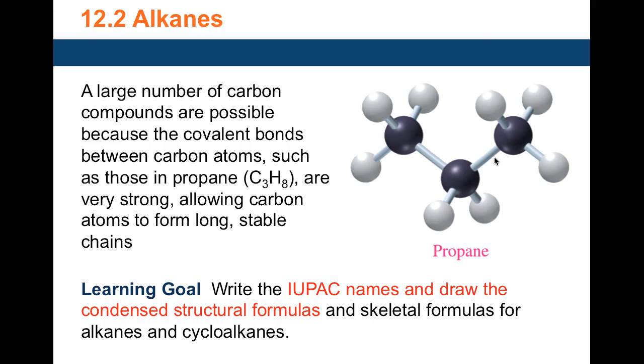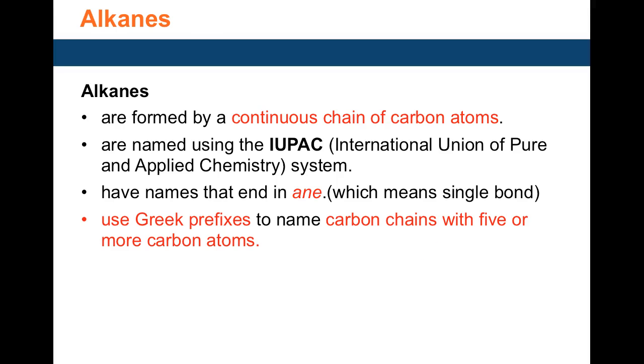It's going up and down, so to speak, like an inverted V. So that would be propane. The end carbons have 3 hydrogens, and the middle always has 2 hydrogens. The way that the carbons are connected is called a continuous chain.